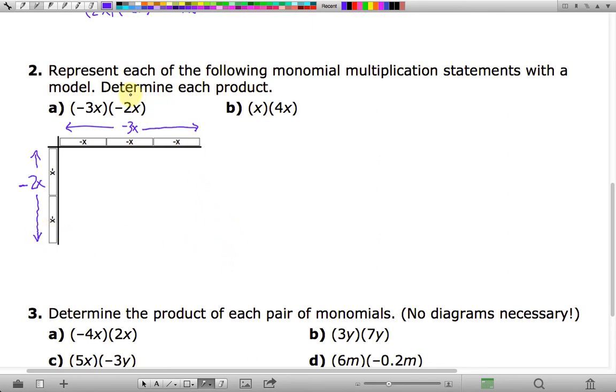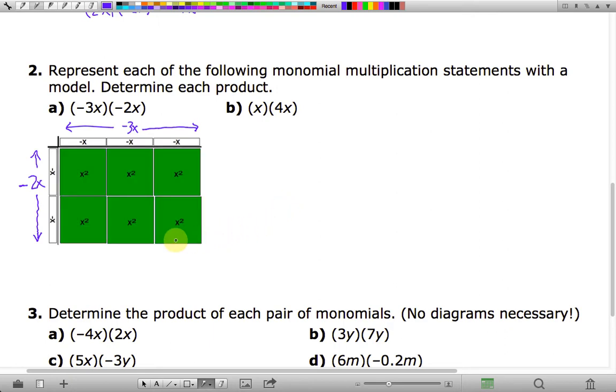Next, we want to determine this product, so we need to figure out what this length and this width give us in terms of area in here. Let's fit in some algebra tiles that will take up this area. And here it is. Notice that when we have a negative x times a negative x, it gives us a positive x squared. Here we have 6 of them. So the product is positive 6x squared.